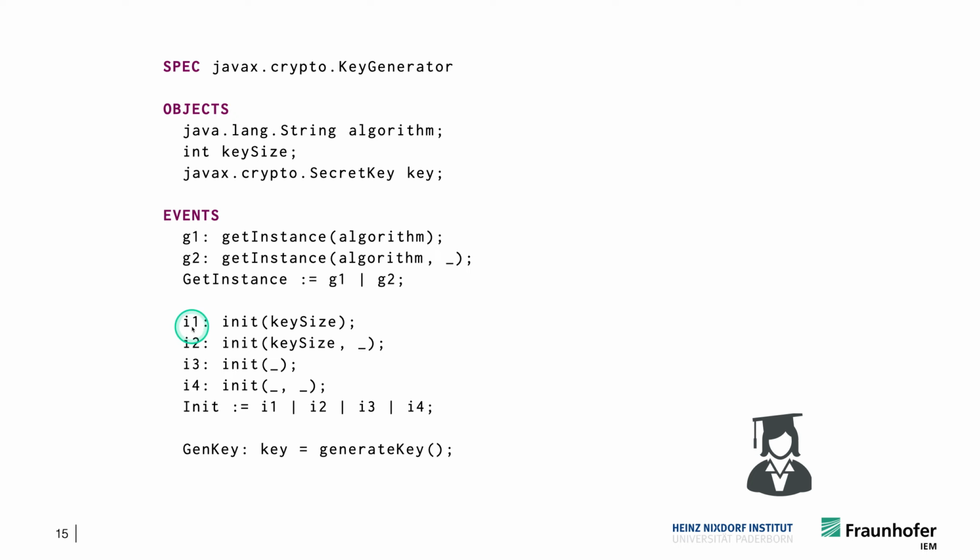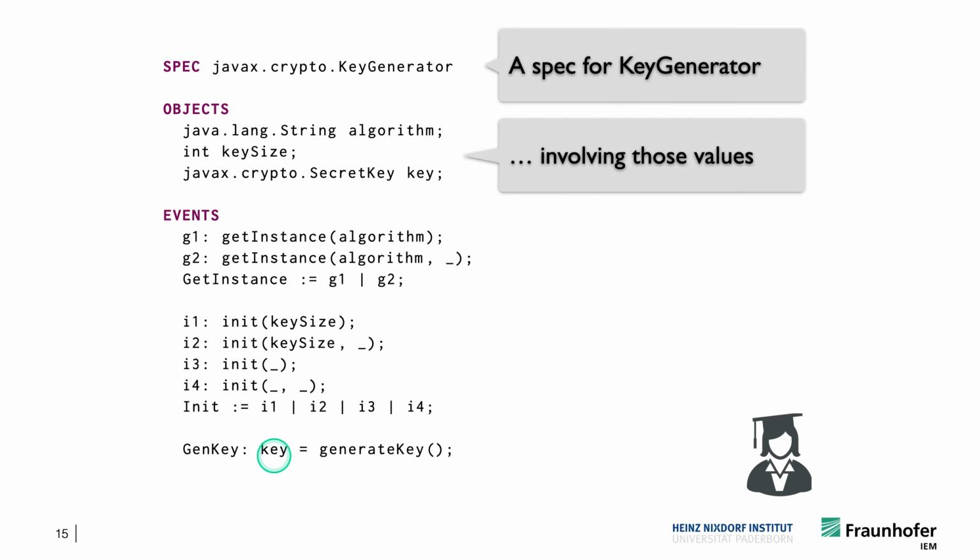Similarly here, we care about initializers. And then there's also eventually a gen key or generate key event, where the programmer actually calls the method generate key, and that returns a key, which makes sense for a key generator, right? So we have the specification here that involves these values and these events.